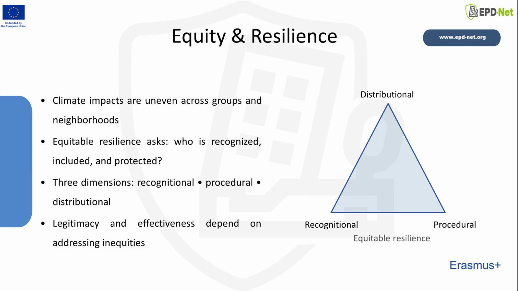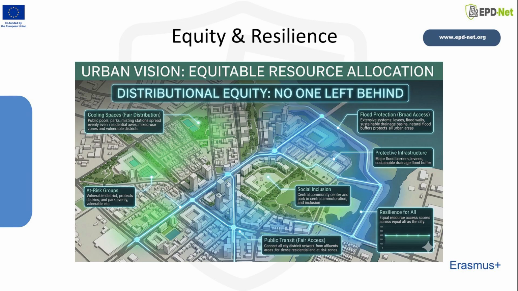Recognitional equity means acknowledging different needs, identities, histories, and forms of vulnerability. Procedural equity concerns participation and influence in planning and decision-making. Distributional equity concerns how benefits, protections, costs, and burdens are spatially and socially allocated.